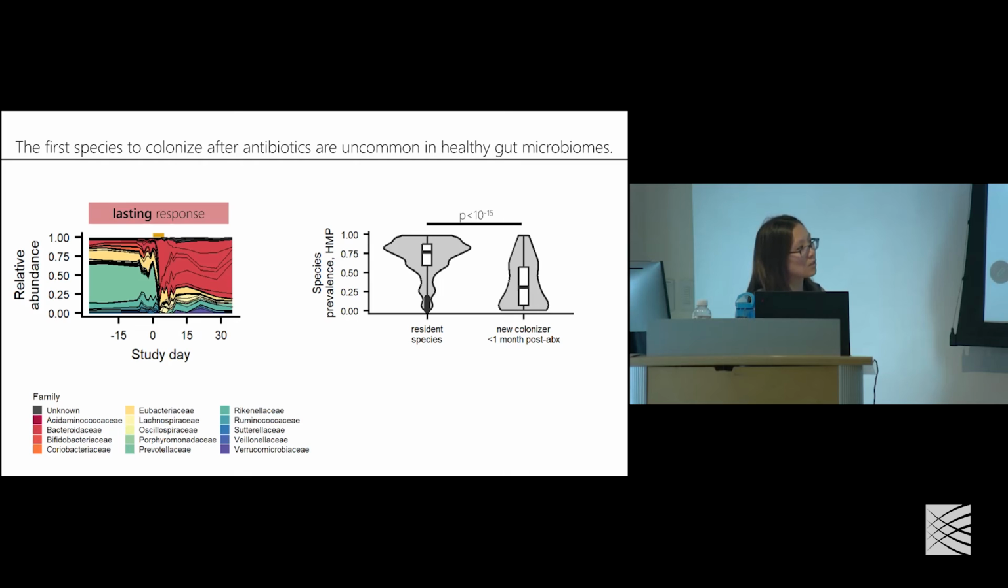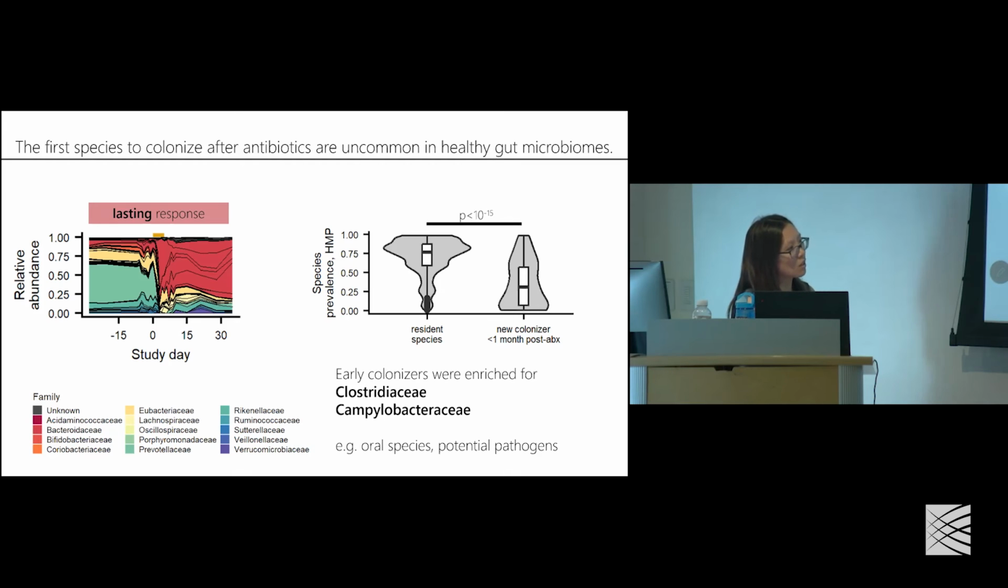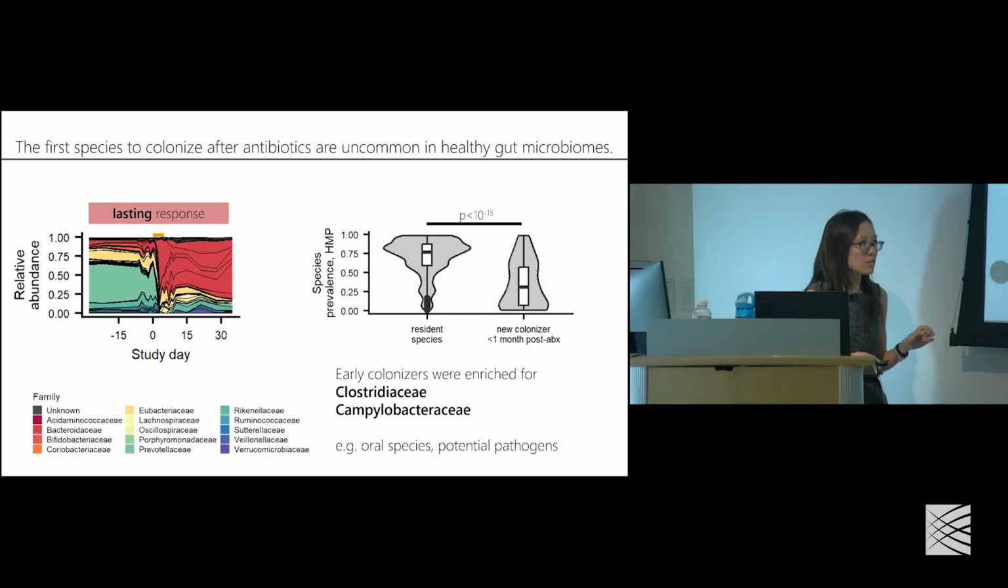When we did a taxonomic enrichment analysis, we found that these early colonizers were enriched for different Clostridiaceae as well as Campylobacteriaceae. There were a lot of Campylobacteriaceae. This is a good time just to remind you or reassure you that none of the subjects in our study reported any sort of gastrointestinal illness or side effects from taking this antibiotic. And so all of these changes in gut microbiome composition are occurring unknown to these subjects.